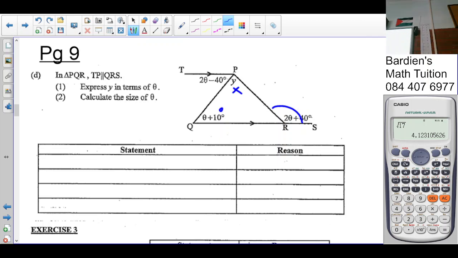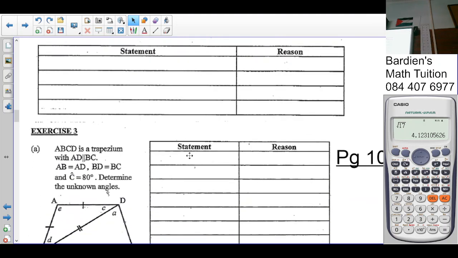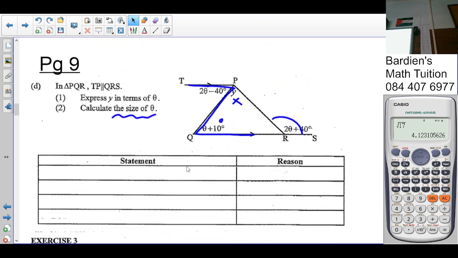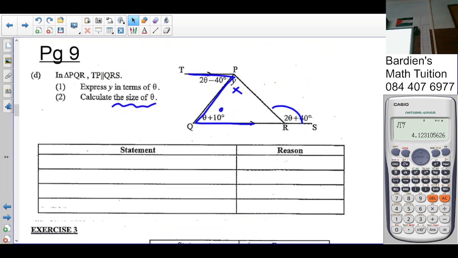And then it says calculate the size of theta. 2 theta minus 40 is equal to theta plus 10. Why? Alternate angles are equal. That's why I go that way. Then you solve for theta. So you're going to do those two sums for me for tomorrow. That's where we'll end today.